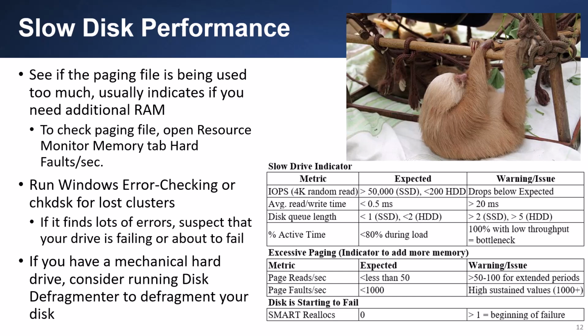See if the paging file is being used too much, which usually indicates you need additional RAM. To check the paging file, open the Resource Monitor Memory tab and look at hard faults per second. Run Windows error checking or check disk for lost clusters. If it finds lots of errors, expect that your drive is failing or about to fail. If you have a mechanical hard drive, consider running Disk Defragmenter to defragment your disk. The table shows you some indicators showing that your drive is not fast enough for your needs, that you do not have enough memory so that your hard drive is being used as a substitute, or that your hard drive is about to fail. These indicators will be shown on some of the next few slides.